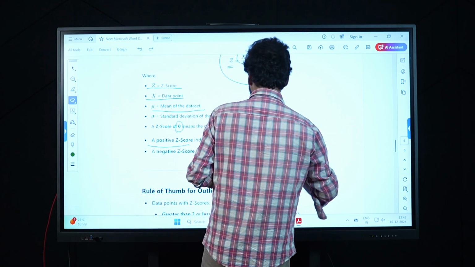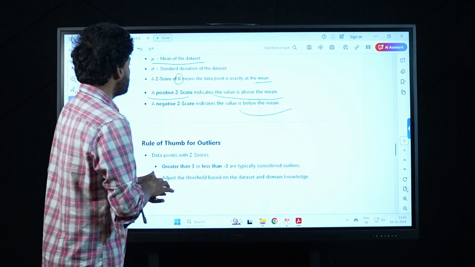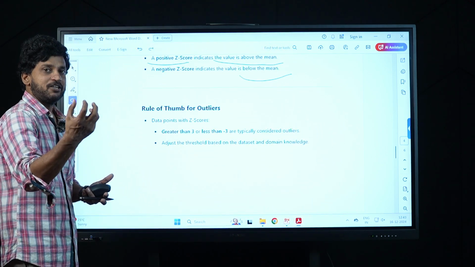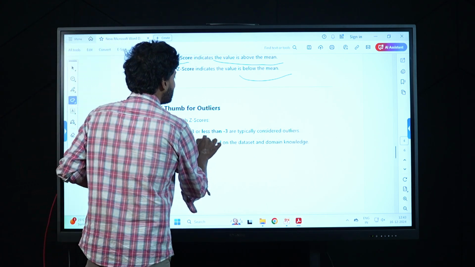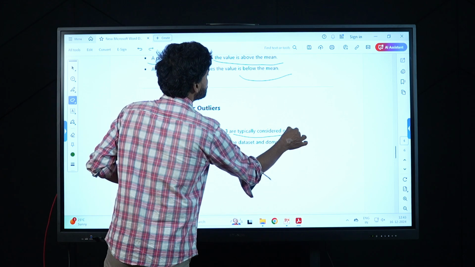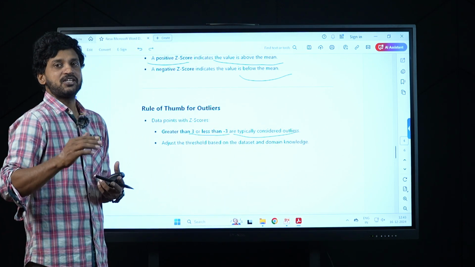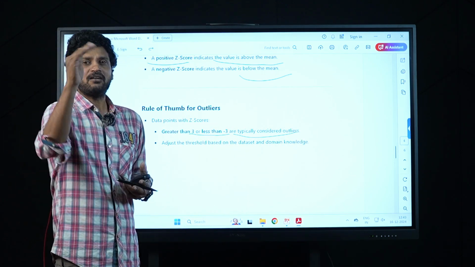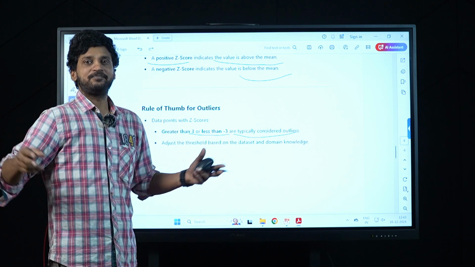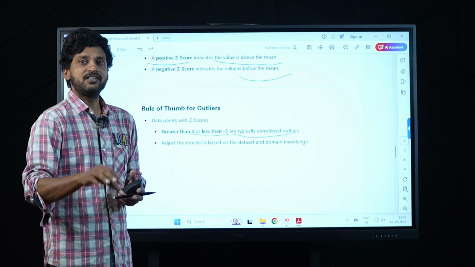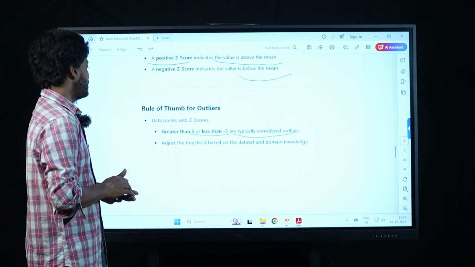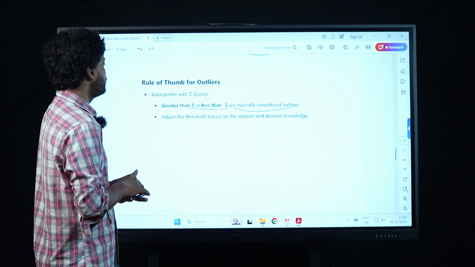Rule of thumb for the outliers. How is this Z-score going to help in identifying the outliers in the data set? A Z-score greater than 3 or less than minus 3 is typically considered an outlier. If the Z-score is plus or minus 3 or beyond, what does it mean? It actually is an outlier. This data point is considered to be an outlier. Adjust the threshold based on the data set and domain knowledge.